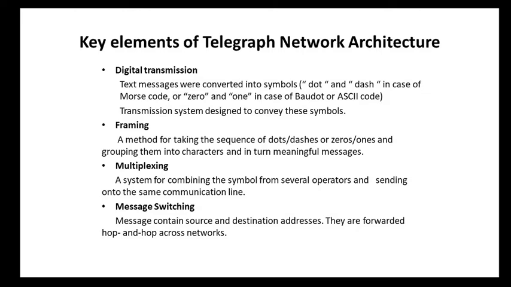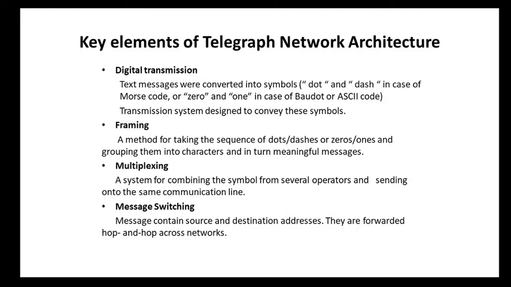So the first one, digital transmission: text messages were converted into symbols, dots and dashes in case of Morse code, or 0 1 in case of Baudot code or ASCII code. Transmission systems were designed to convey these symbols. Next one is framing, a method for taking the sequence of dots and dashes or zeros and ones and grouping them into characters.